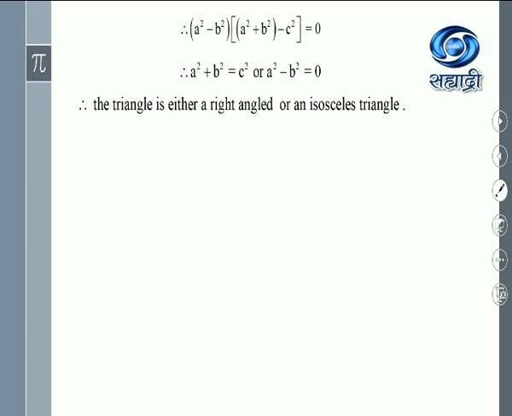If A square minus B square is equal to 0, after this step we cannot simplify because the simplification is not possible. Why? Because A square minus B square equal to 0 gives you A square is equal to B square and we can write A equal to B. What about this? A square plus B square equal to C square, which is nothing but the Pythagoras theorem, right? So we have the right angle triangle for this condition and for this condition it is an isosceles triangle. So thus we proved the triangle is either a right angled or an isosceles triangle.